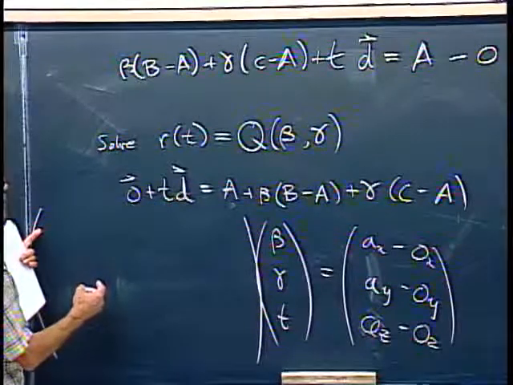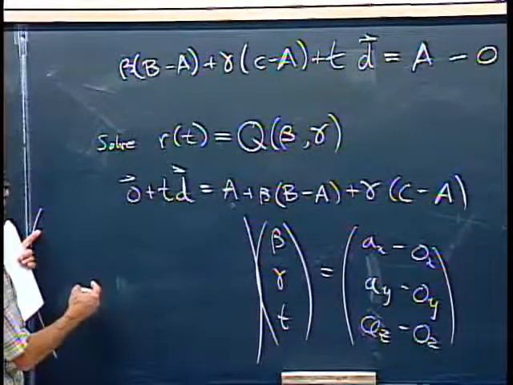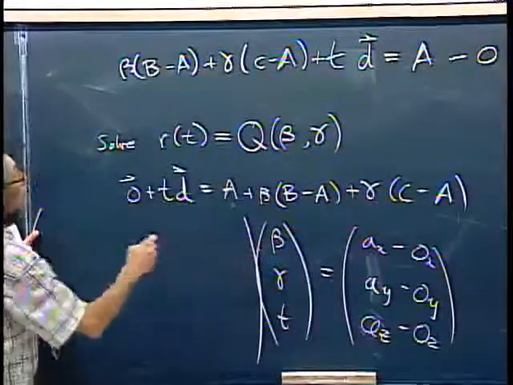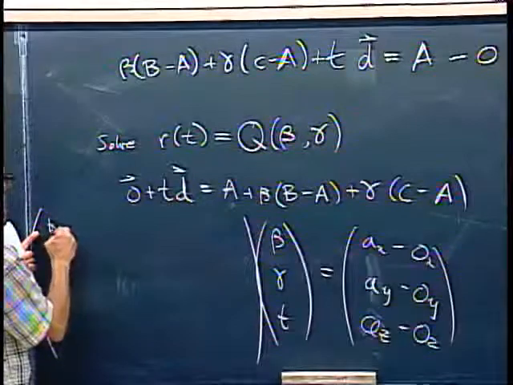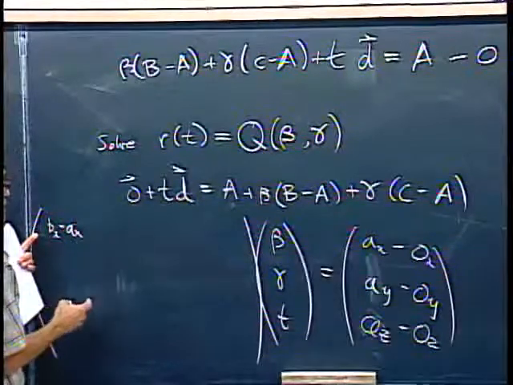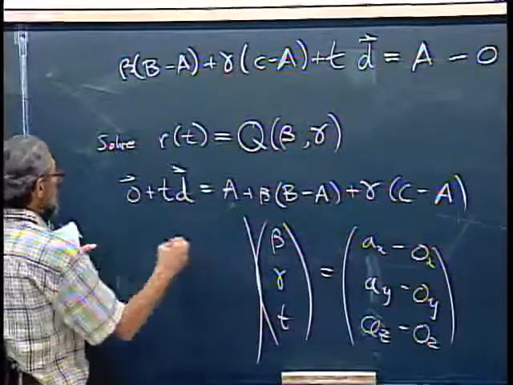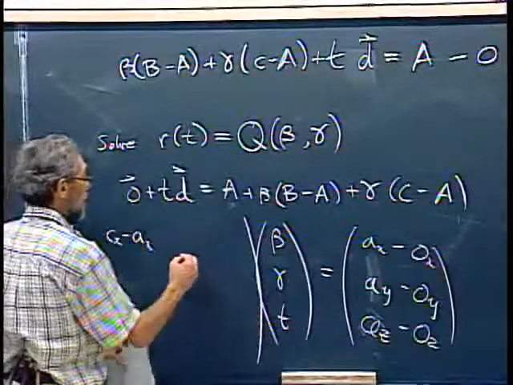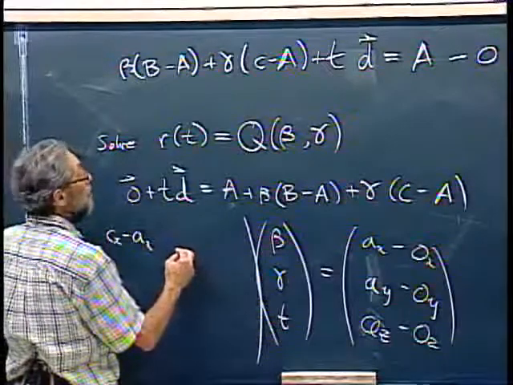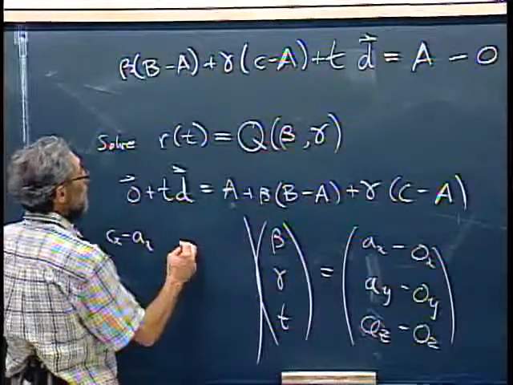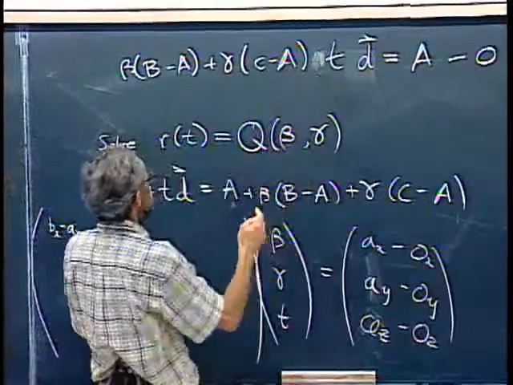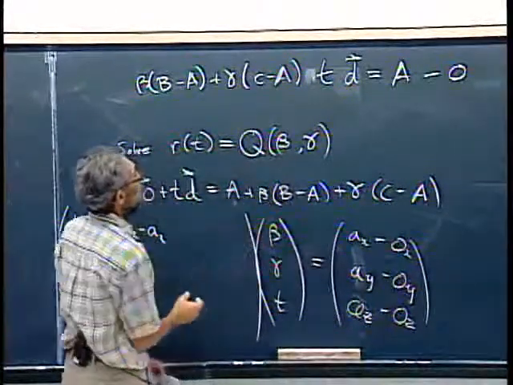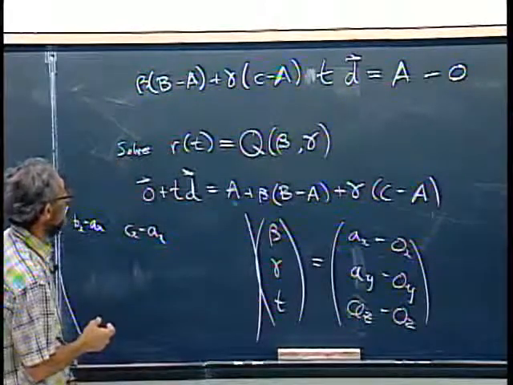So for the x component, let's see. The x component of this equation is going to say Bx minus Ax times beta, and then it's going to be Cx minus Ax times gamma, and then it's going to be, I think I made a mistake here. This should be minus, shouldn't it? Because I was writing what was on this side of the equation. Maybe let's see, did I?